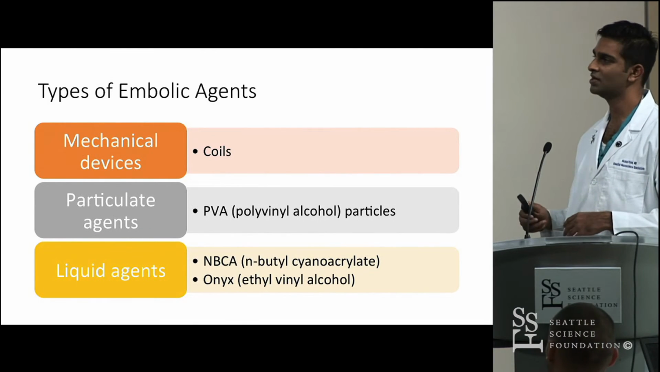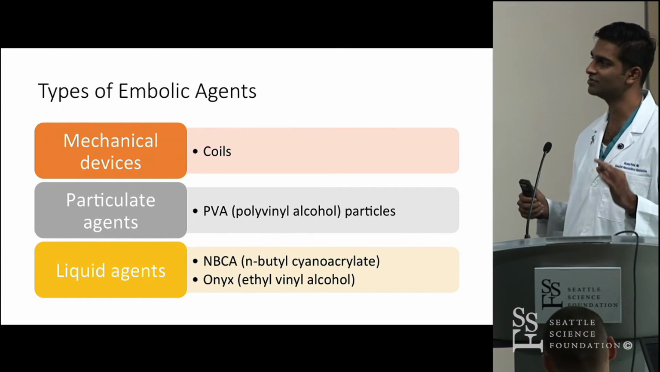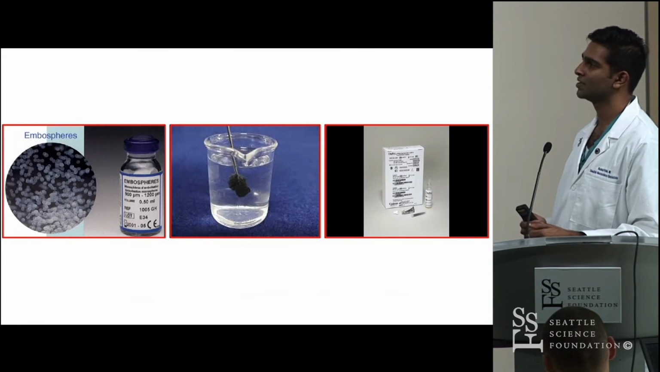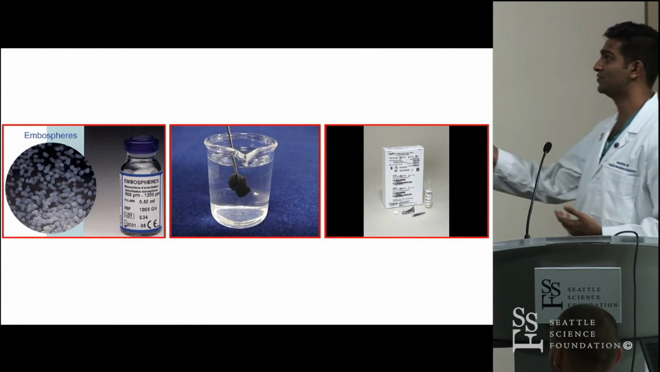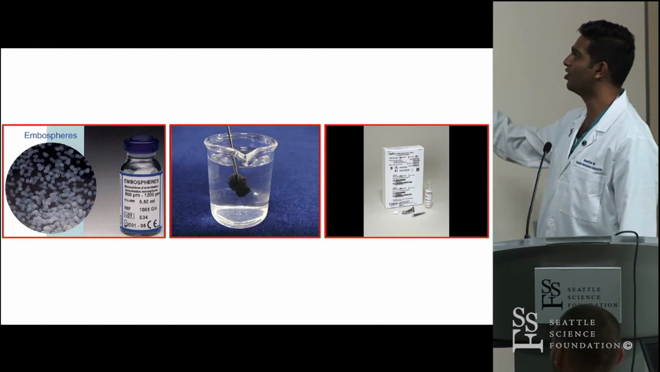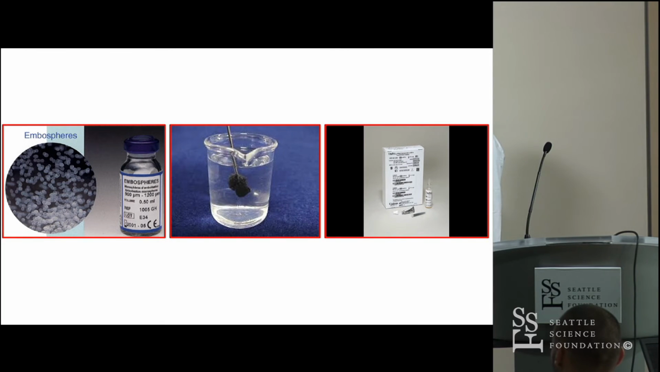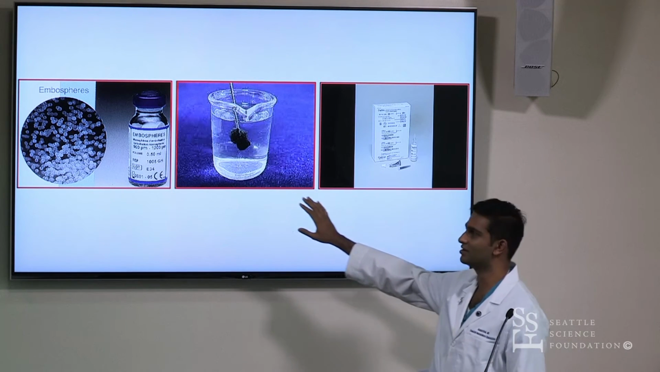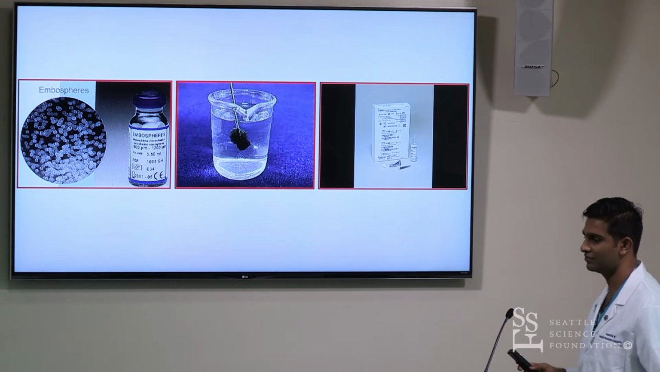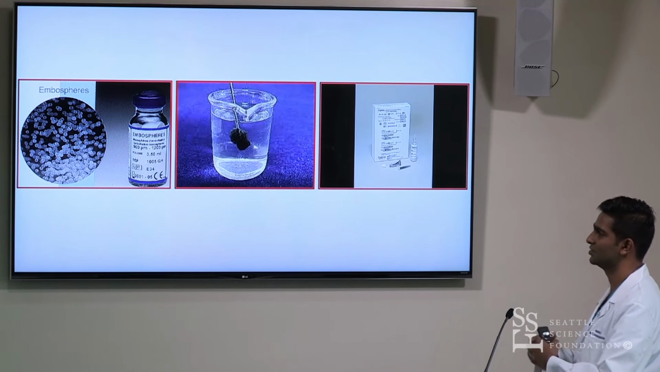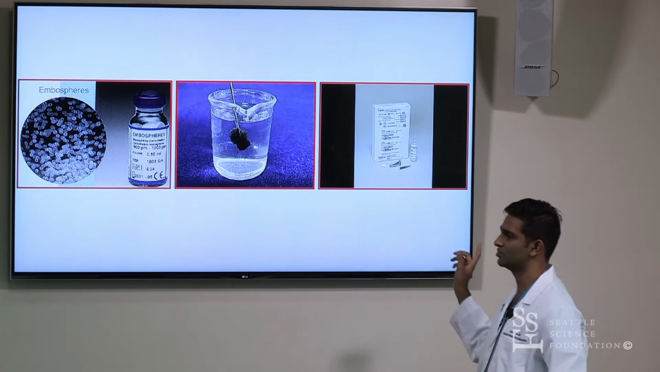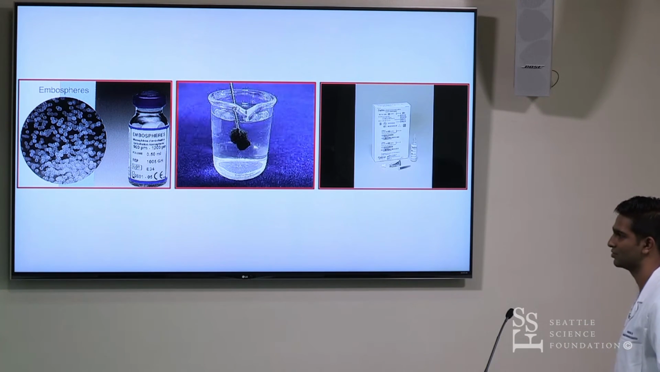It's very hard to control, and when something gets stuck, you can't unstick it. And so that's why Onyx was developed. You can actually control Onyx better. Here's just what they look like. Embosphere is a company that makes the polyvinyl alcohol spheres. Onyx is a cohesive agent, cohesive meaning it sticks to itself and nothing else. So unlike crazy glue, which sticks to everything, Onyx sticks only to itself, and that's what's nice about it. It doesn't tend to spread and go places that you have no control over, unlike the other two, the sand and the glue, which you have very little control over.